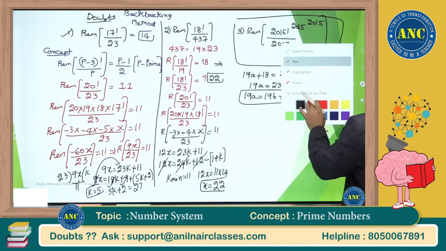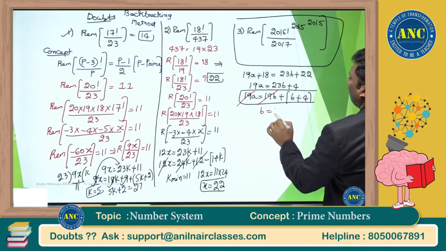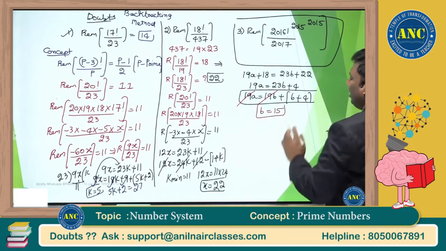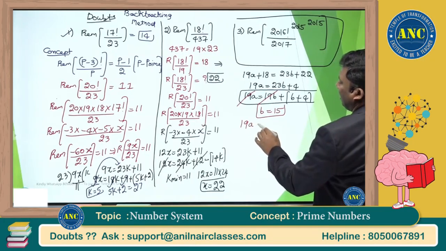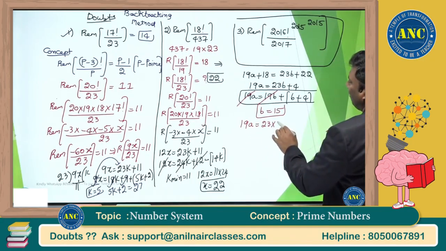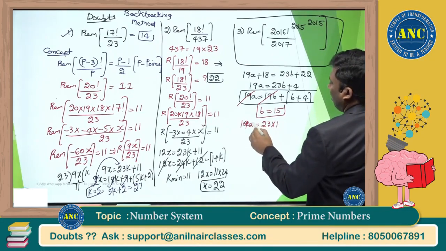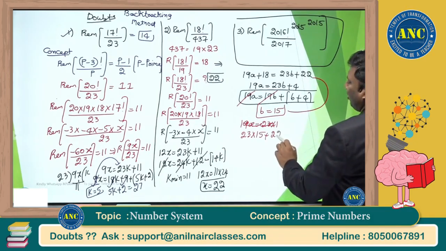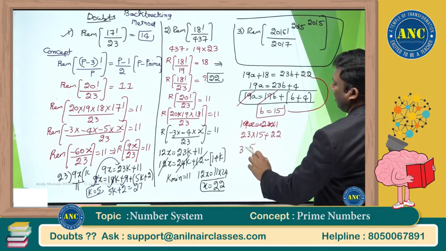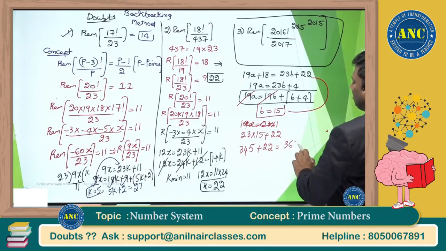Now from here easily you will get the answer. Divisible by 19, the minimum value of b is 15. Even if you take a larger value, on further division it will get cancelled. If b is 15, you don't need to find a. 23 into 15 plus 22. 15 threes are 45, 345 plus 22. The answer for this question will be 367.